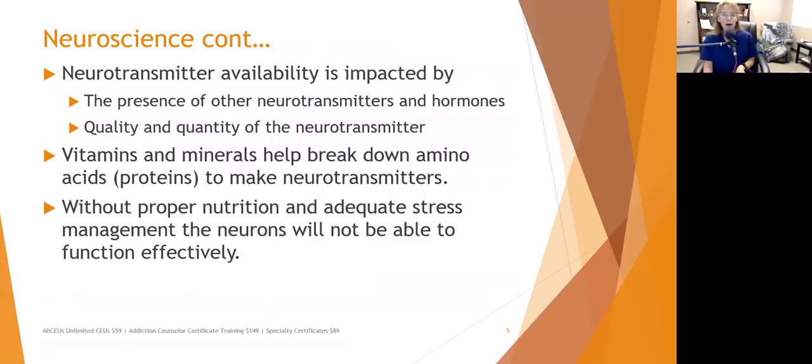But without proper nutrition and adequate stress management, remember, we want to keep that cortisol from disrupting the whole system, the neurons will not be able to function effectively. So we need to make sure that the neurons are not disrupted by too much stress and too much cortisol, and that they have the building blocks to make the neurotransmitters that'll help us feel happy and calm.